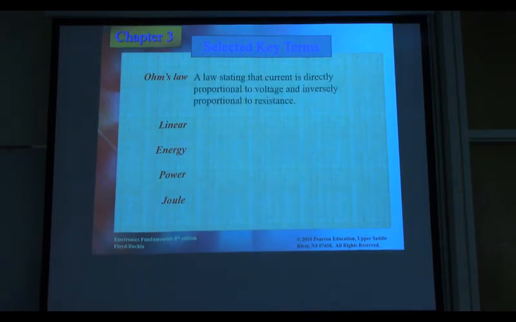Okay, Ohm's law. What is Ohm's law? Ohm's law: resistance equals what? R equals voltage over current. You can predict this, get the other two. It is a law stating the current is directly proportional to the voltage and inversely proportional to the resistance. So current equals voltage divided by R.